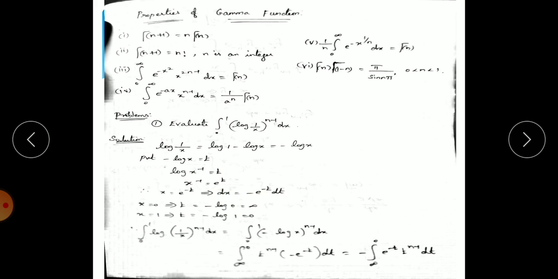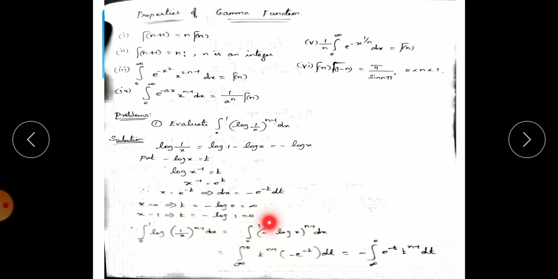Now we apply the limits. If x is equal to 0, then t becomes infinity, and if x is equal to 1, then t becomes 0. So instead of 0 to 1, we are applying infinity to 0. So infinity to 0 will come, and in the place of 1, we have 0 in the limits.